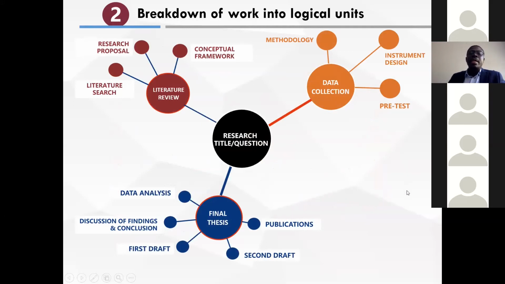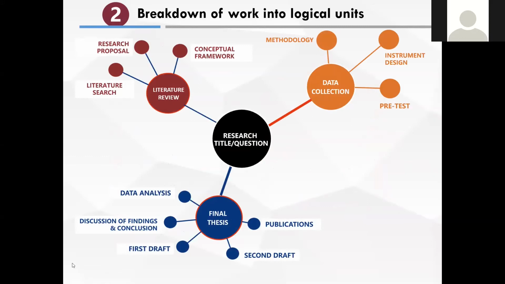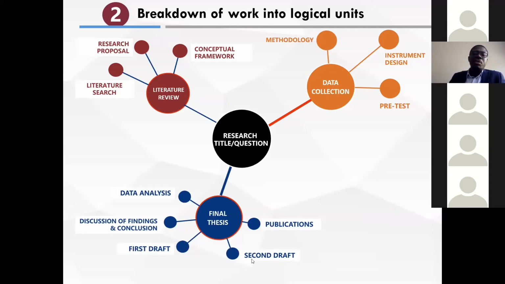So, secondly, you break down your work into its logical units as part of the planning process. Once you've been able to come out with your research problem and the focus, the next thing you have to do is to break the work down. And for me, there are three main areas that you have to focus on. The first is obviously the literature review. And it starts right from the proposal writing. And the literature search, you have to search for literature from different sources.